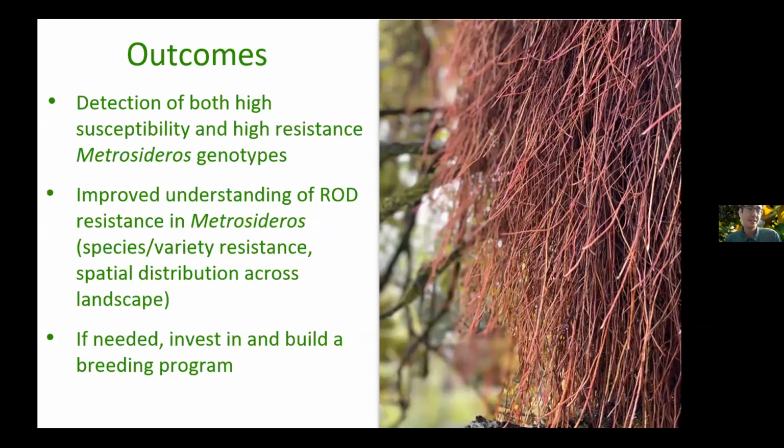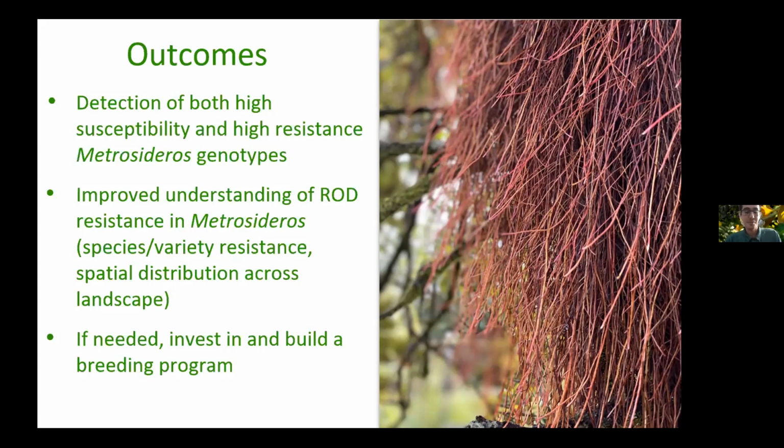So the outcomes of all this work are the detection of both highly susceptible and highly resistant Metrosideros genotypes. And both of those things are important because this allows us to understand the frequency and distribution of resistance throughout the landscape, as well as any differences between varieties and species. Also, highly susceptible genotypes are useful for our experiments because they can act as controls, making sure that our inoculations are working as intended. And of course, resistant ohia are the star of the show. That's the big kicker for all of this research, is being able to put out a ROD-resistant ohia.